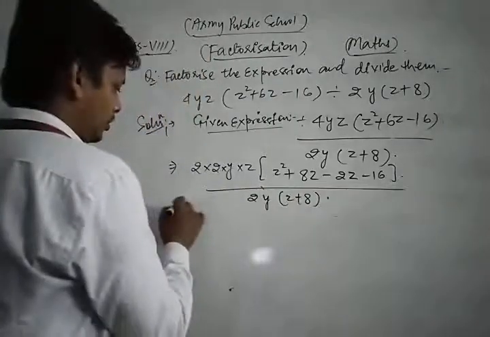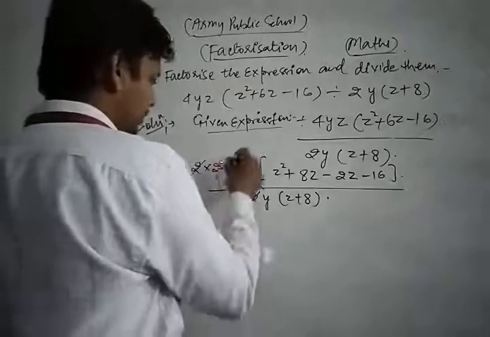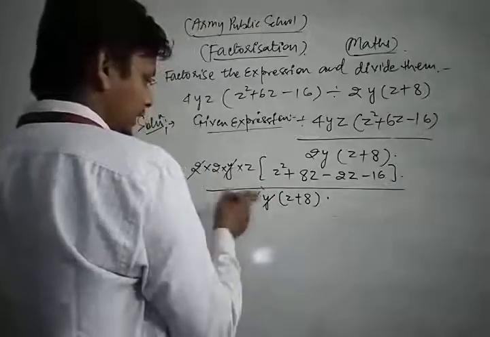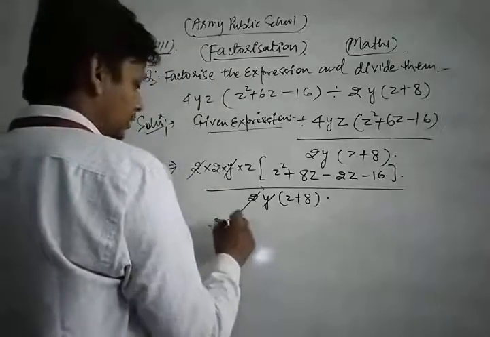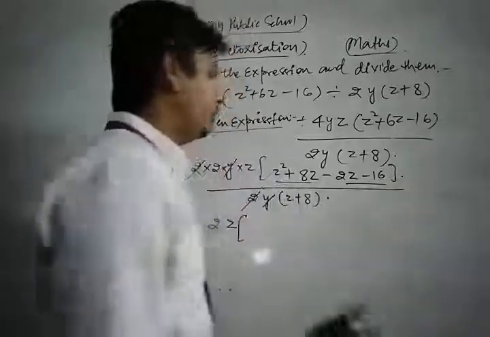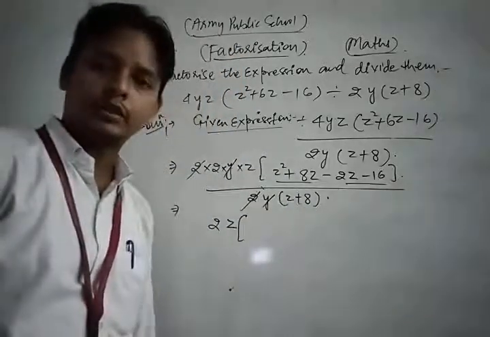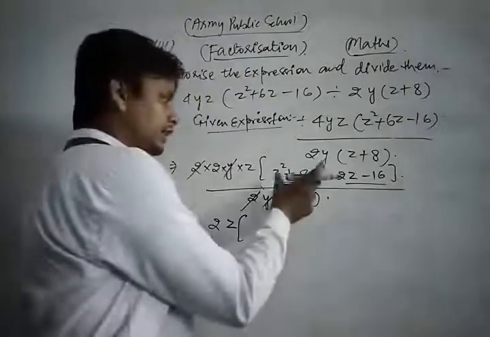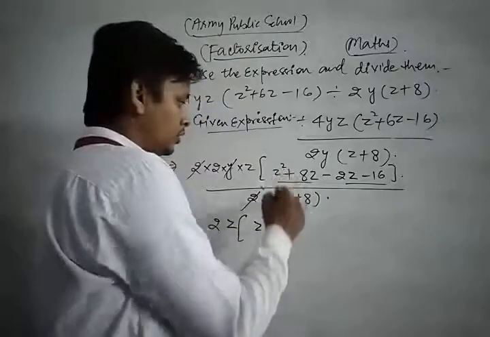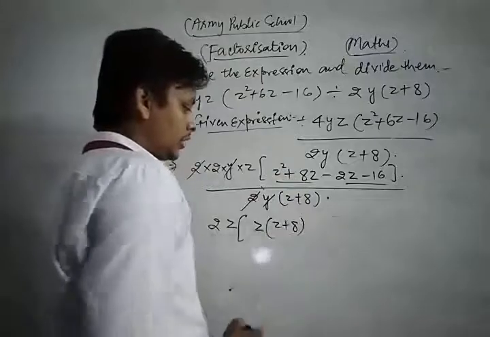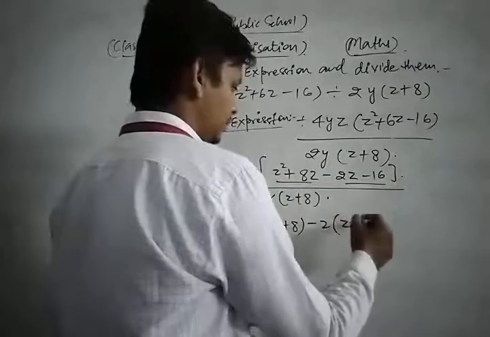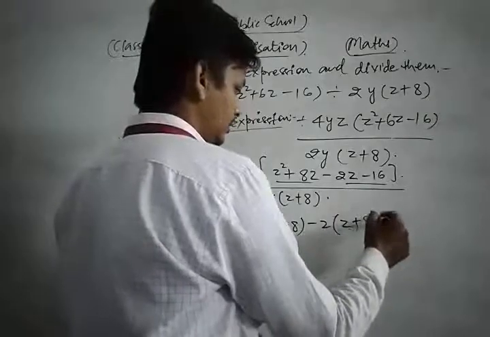Okay, now look, here 2 and 2 cancel each other, y and y cancel each other, because they are common in both the numerator and denominator, and we have only 2 into z. Now in the numerator we group the expressions. We take z square plus 8z together. From there we take z as common, so we get z plus 8. Now from the other two terms we take minus 2 as common, so we get z plus 8.